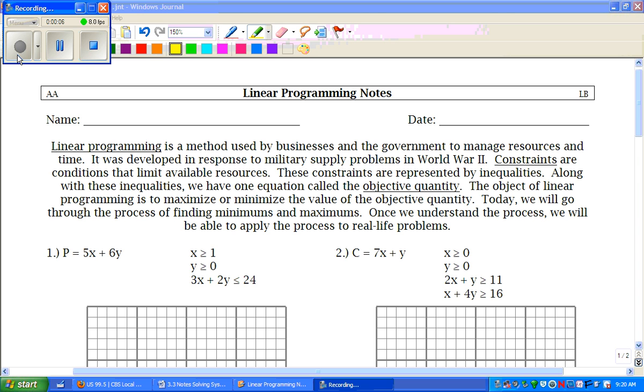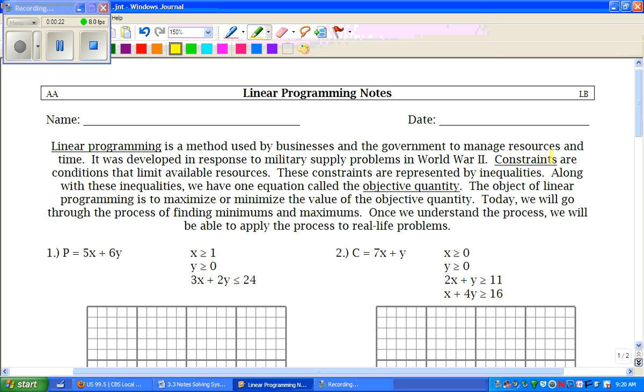Take a look at the paragraph at the top of the paper. Please read along with me. Linear programming is a method used by businesses and the government to manage resources and time. It was developed in response to military supply problems in World War II.